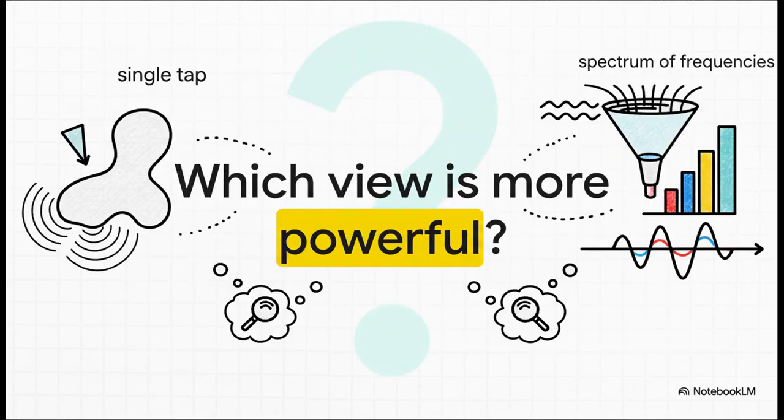So this leaves us with a pretty cool question to think about. If a system's entire behavior can be understood from one single tap, or from its response across all possible frequencies, which view is actually more powerful? I mean, depending on the problem you're trying to solve, which perspective is going to give you the edge?